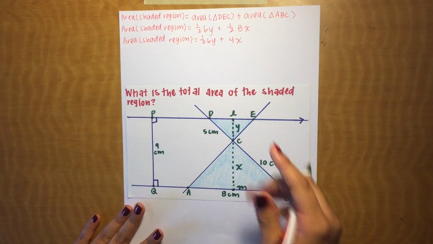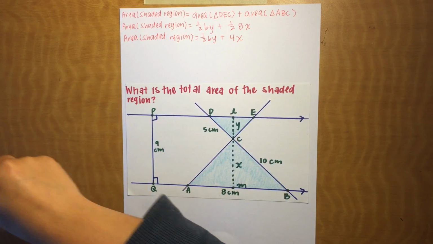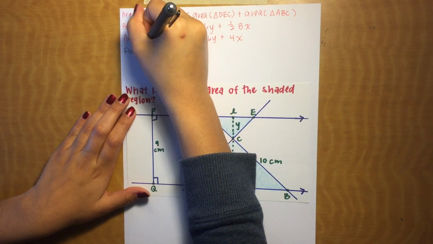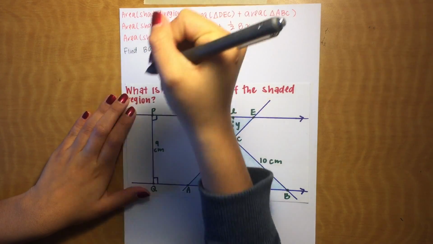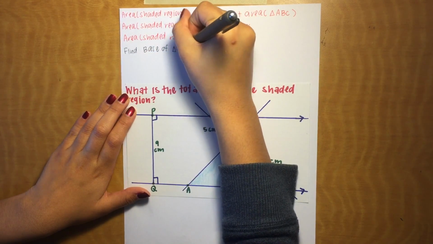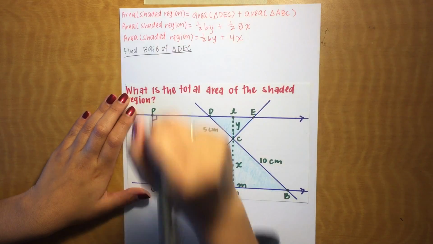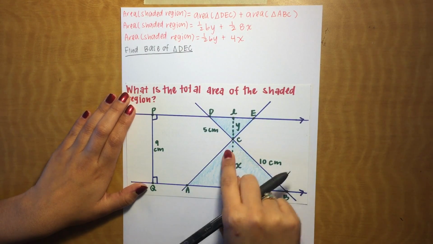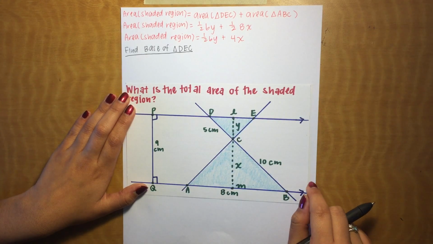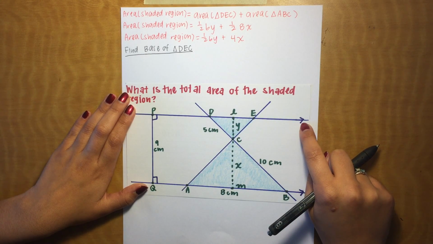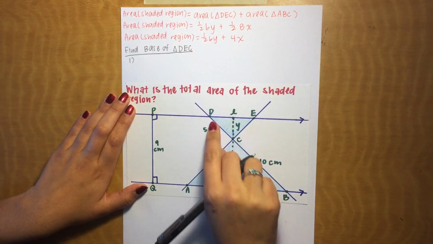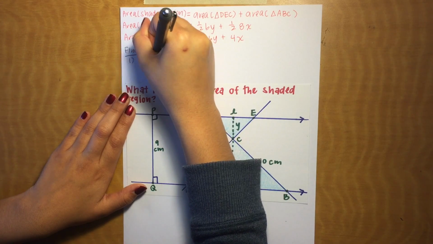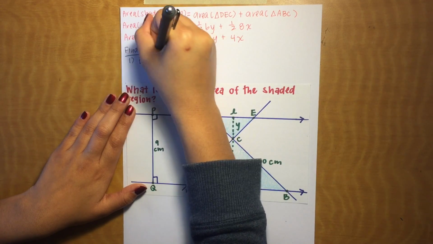Now let's try to find the unknown variables. Let's find the base first, the base of triangle DEC. To do that, we can use similar triangles. We have a triangle here and we have a triangle here. They're going to be similar, because what's given to us is that DE and AB are parallel.